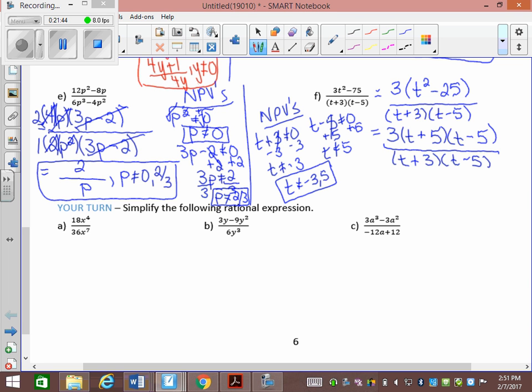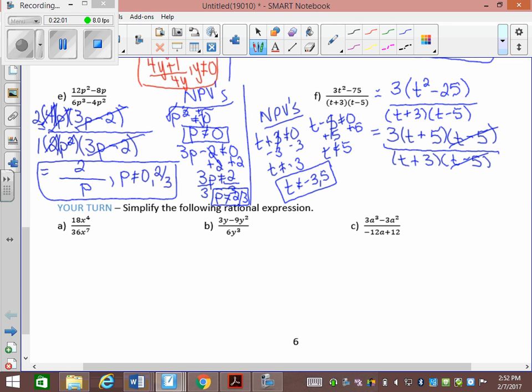Now, the t minus 5s are obvious to cancel off, correct? And then I can just cross this 3 off with that 3, because I have a 3 in the top and a 3 in the bottom, so I can cancel them, right? No, no, why can't I?